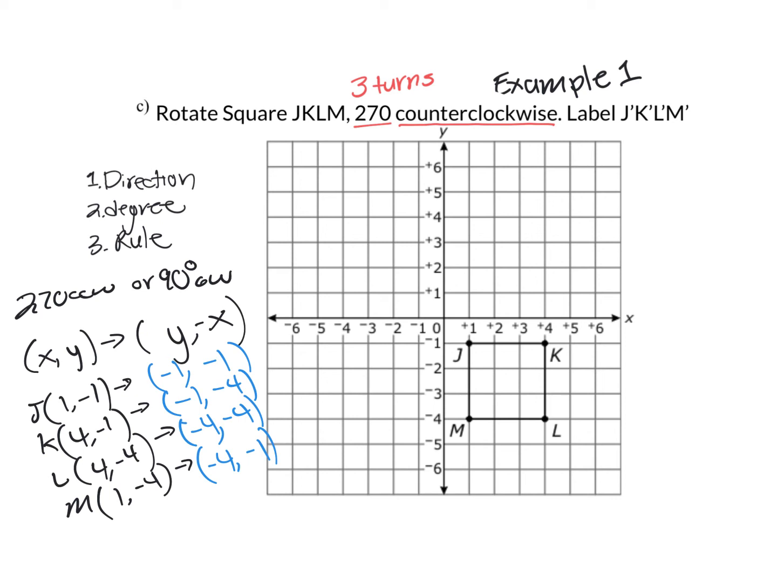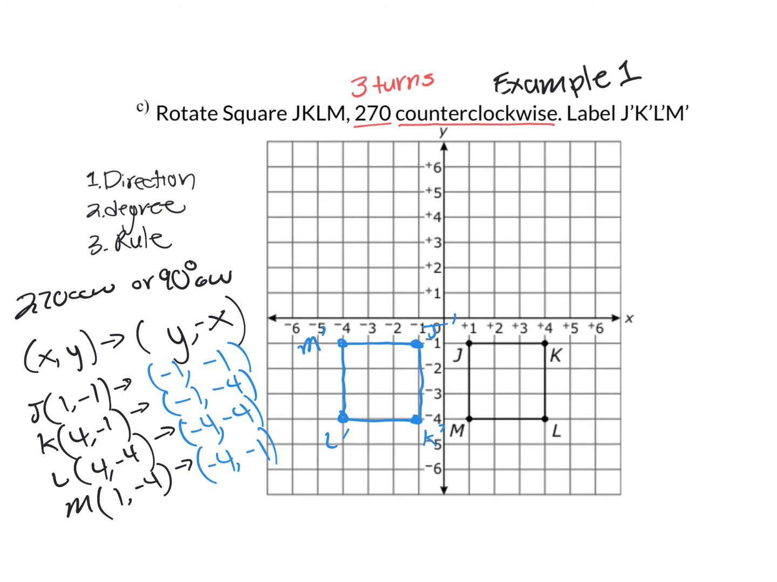So let's graph them. The first one is -1, -1, and that's going to be J prime. The next one is -1, -4. That's going to be K prime. The next one we have is -4, -4. It's going to be L prime. And the last one we have is -4, -1. And that's going to be M prime. Connecting our 4 dots to make our figure.